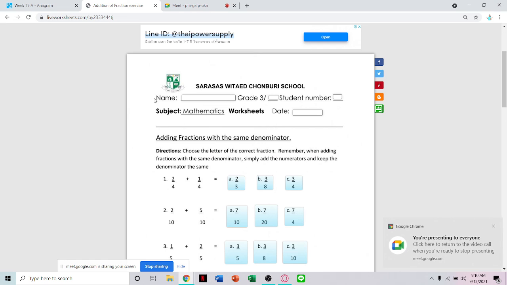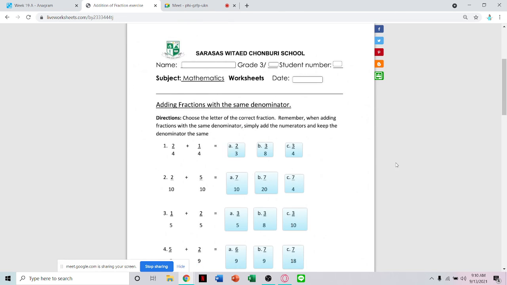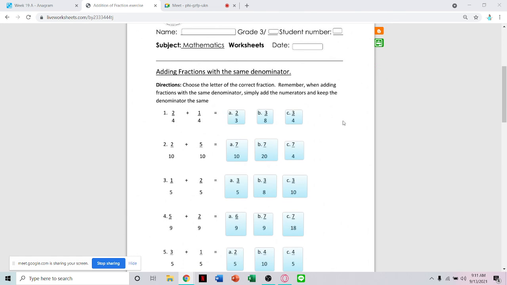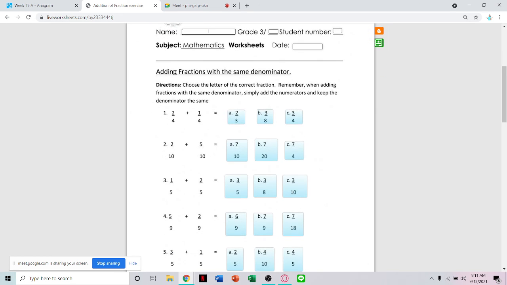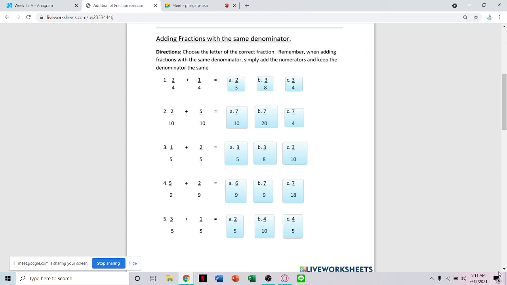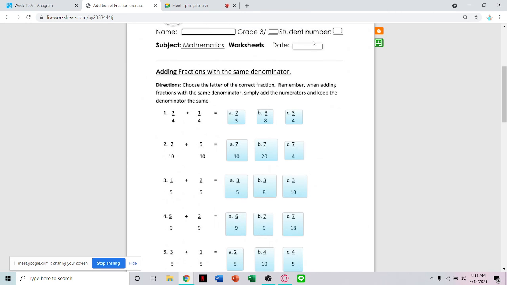Now, let us go to our live worksheet. This is the one that you're going to take a picture of and you will put in the notes, okay? You will put this in the note, all right? Write your name, grade, number, and it's okay if you don't put the date. The date today is 9/13. You can just write 13/9, okay?